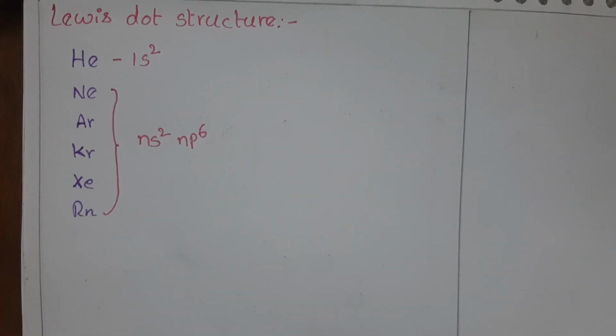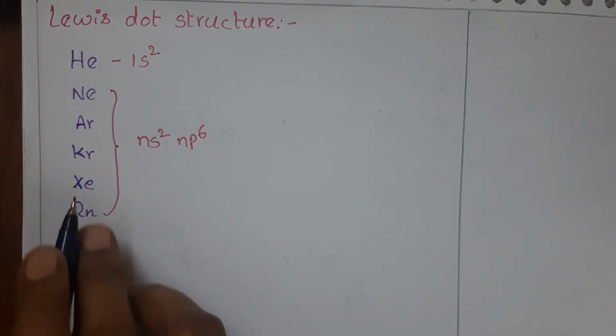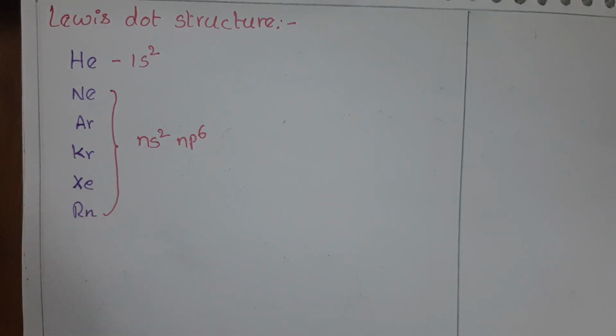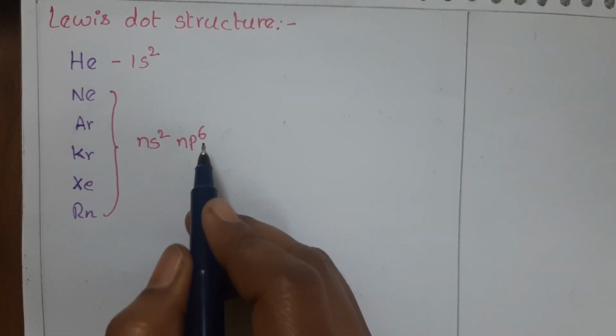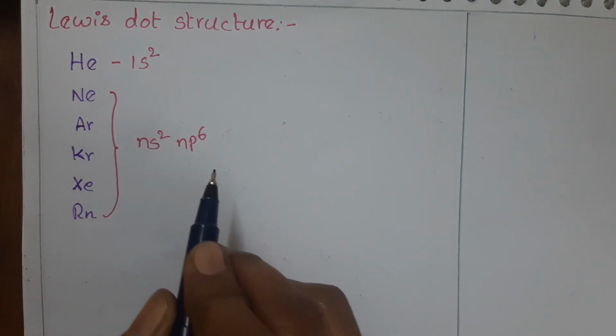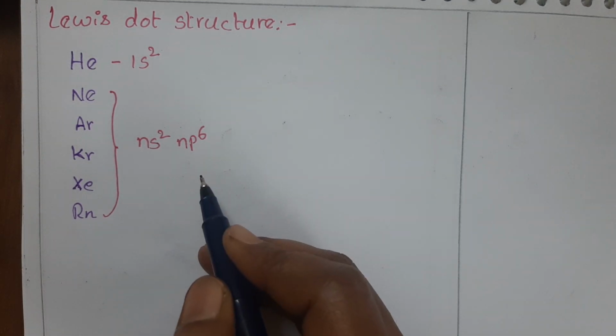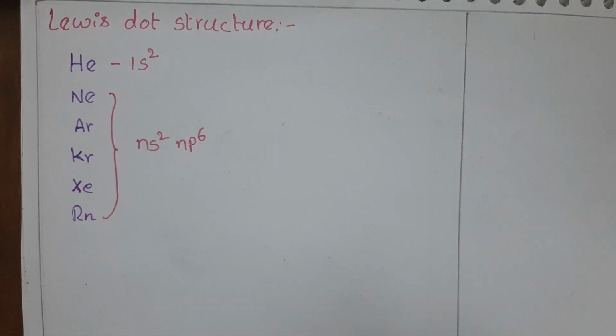When he observed the zero group elements, these are highly stable in nature. What is the reason behind this? Because of having 8 electrons in their valence shell. This is the reason he found to explain the stability of atoms.